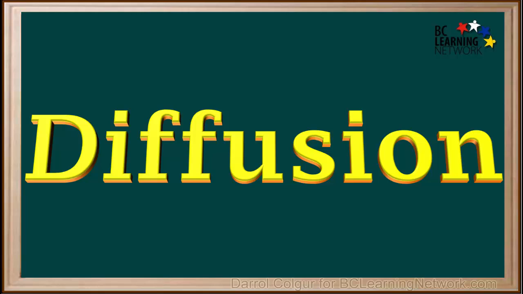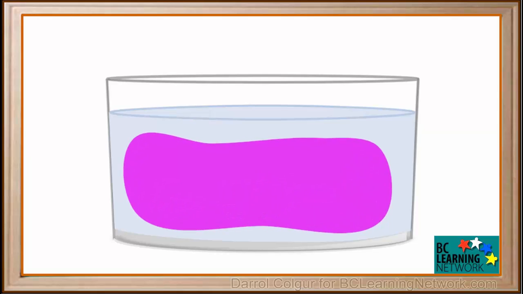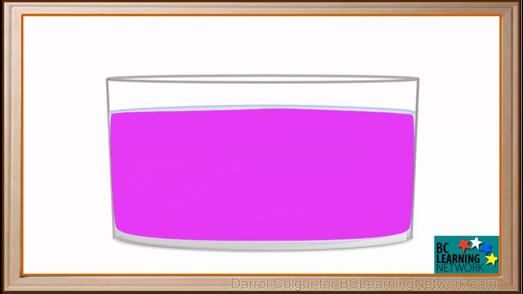Diffusion occurs when particles move throughout a liquid or through a membrane. We'll show you how it works here. We have a container with some water in it, and we add a few crystals of purple dye to it. The color spreads out and eventually turns all of the water purple.